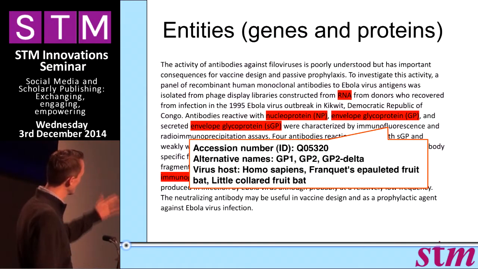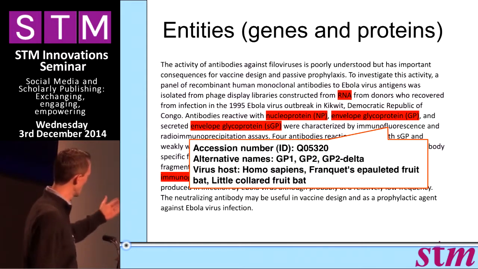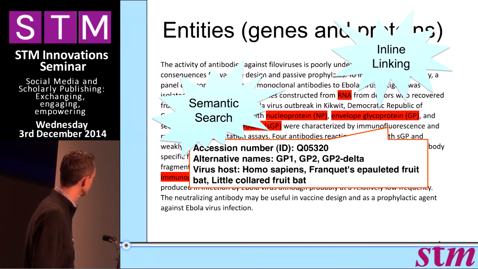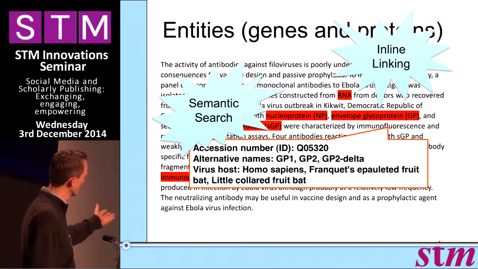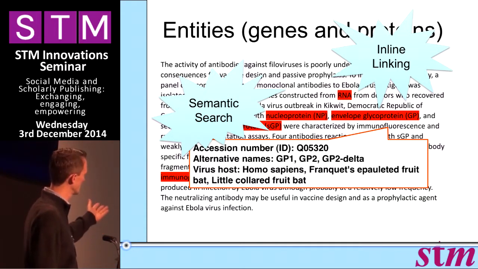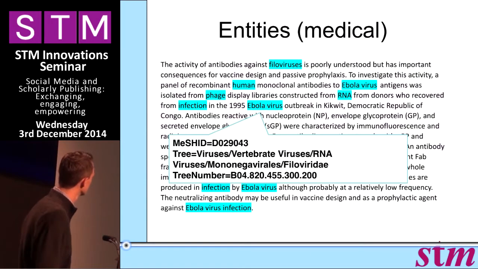Next, we've looked at entities. So this is identifying terms within a known taxonomy. Here, genes and proteins. And once we've done that, we typically have an ID. Once we have that ID, we can go out to the internet and get other useful information like alternative names. We can implement things like semantic search using this capability. So the user may be searching for GP2, that isn't specifically referenced here, but because we know it's the same as envelope glycoprotein, we can surface that in the search result.